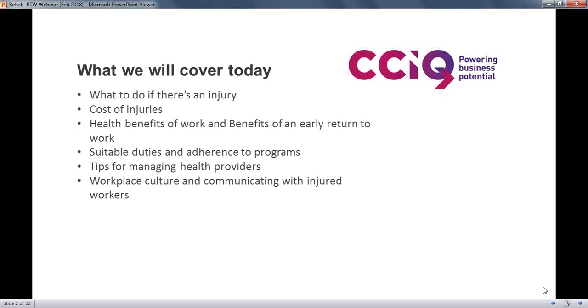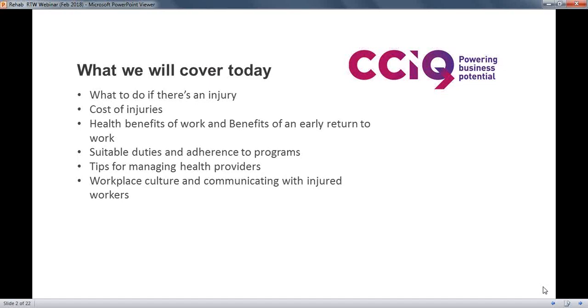We're also going to cover off on cost of injuries, the quantifiable and the non-quantifiable costs. We're also going to refer to some research which is still current today around the health benefits of work and the benefits of an early return to work. We're going to speak about suitable duties programs and adherence to those programs as well, and obligations of all parties. And I've included in these slides some tips for managing health providers.